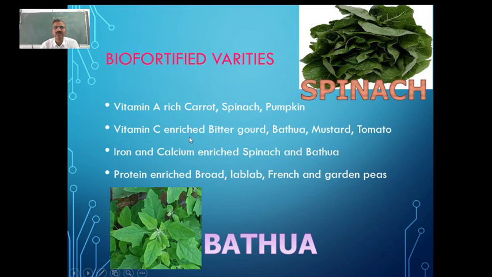Then vitamin C enriched bitter gourd, bathua, mustard and also tomato. Iron and calcium enriched spinach and also bathua. This is the bathua leaves, you can see, and spinach, which is commonly called palak. Protein enriched broad beans, you can say, French beans and also garden peas. So they are all rich in proteins. They have been biofortified to have more proteins here.